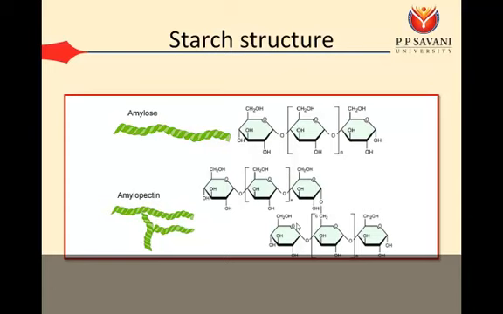In amylose, the bond is the alpha 1,4-glycosidic bond. It means the glucose molecules are linked to each other by alpha 1,4-glycosidic bonds. Whereas in amylopectin, you can see a straight chain and a branch chain. The branching glycosidic bond is the alpha 1,6-glycosidic bond.